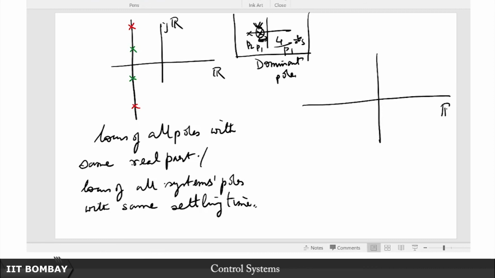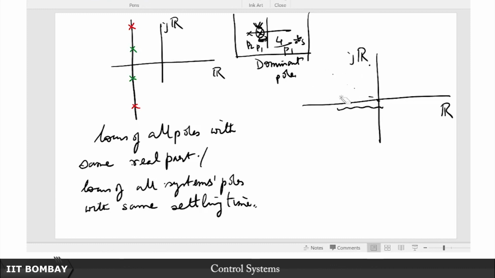So what is going to be the loci of this zeta? Yeah, zeta governs the ratio between the real part and the imaginary part. So therefore if you take any pole here, for instance, and take the ratio between the real part and the imaginary part, it is this ratio which is going to determine this angle.